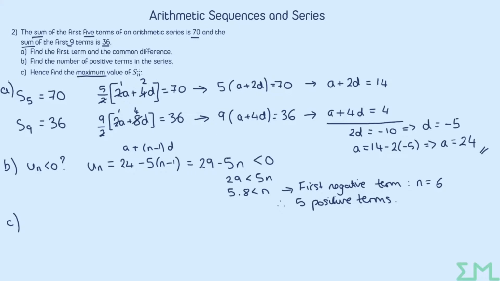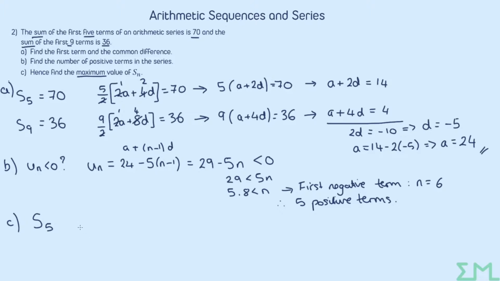So if you think about going through this series and adding up the terms, initially we're adding positive numbers together, and then at a certain point we will start adding on negative numbers, and therefore the value of Sn will start decreasing. Now in the last part of the question we worked out that there are 5 positive terms, which means as soon as you get onto S6 and S7 and S8, you're now adding on negative numbers and Sn will go down. Therefore S5 must be the maximum value that the sum to n terms can reach.